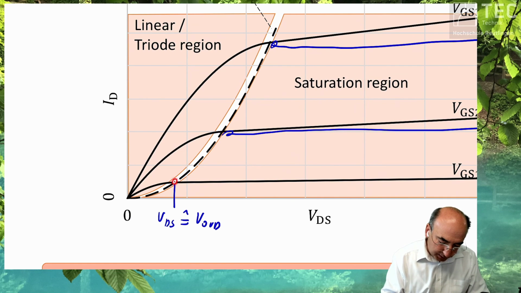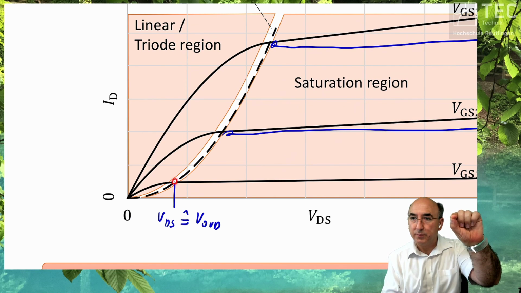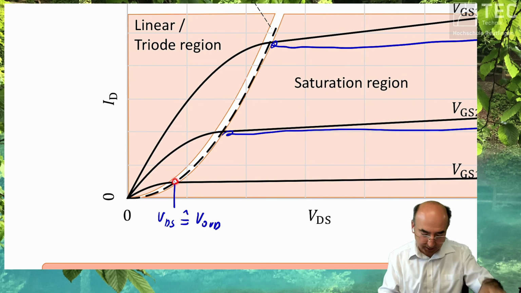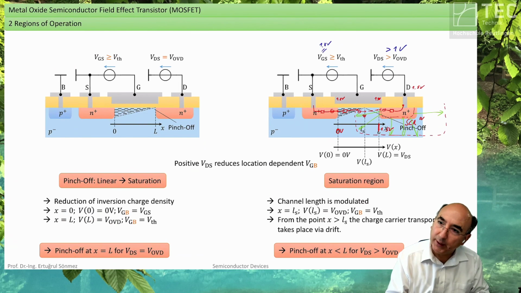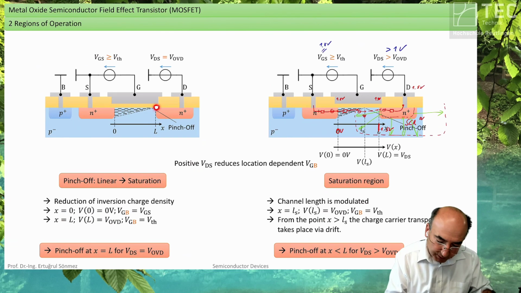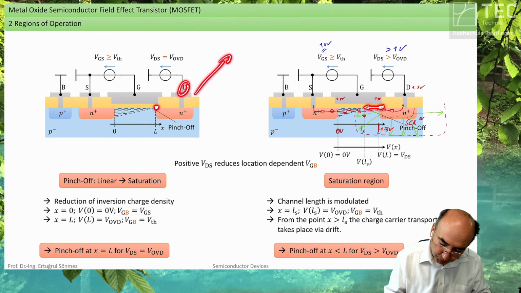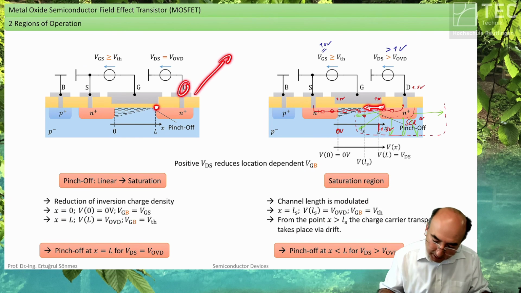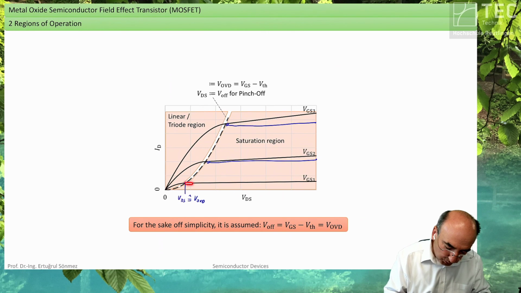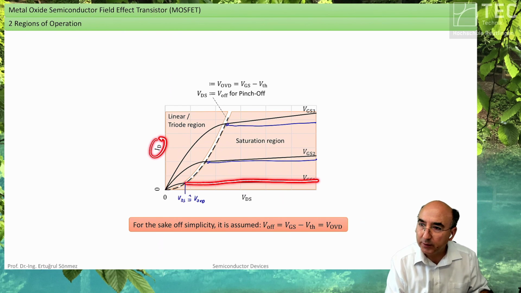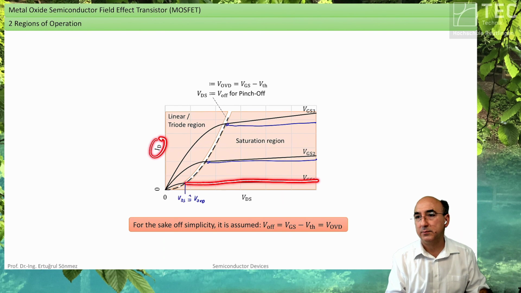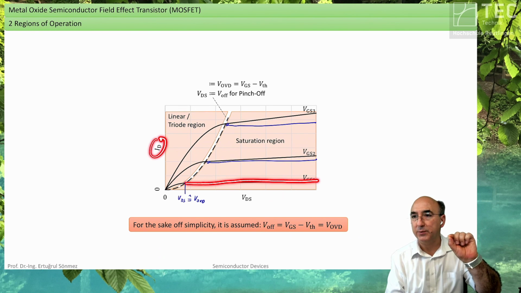Then your channel is pinched off at the drain end. At this point, the channel is pinched off at the drain end. If you further increase the drain voltage, the pinch-off point penetrates towards the source. And this means you increase the drain voltage, but you don't increase the current anymore. Okay? Is this understandable at that point?